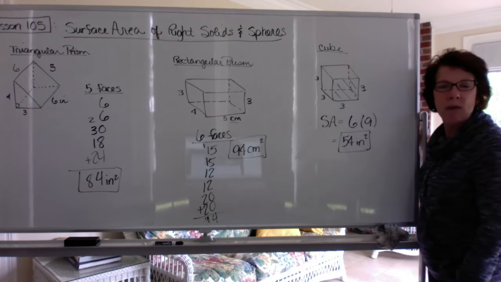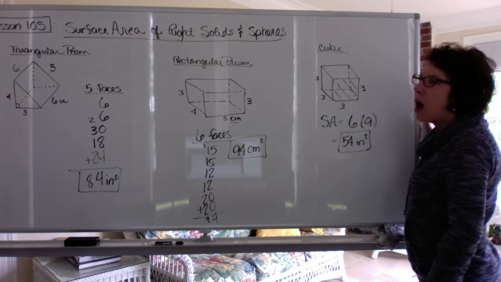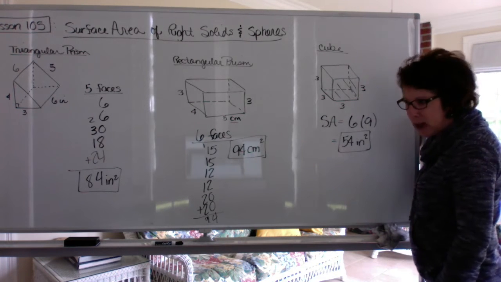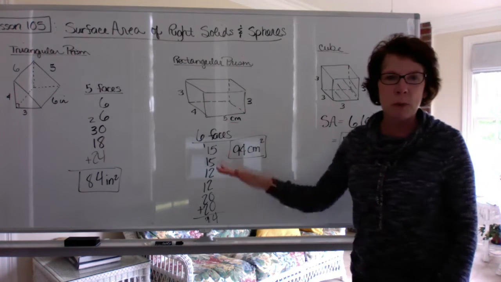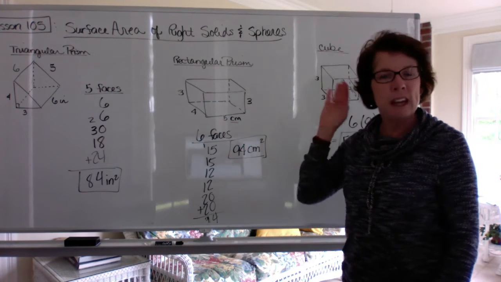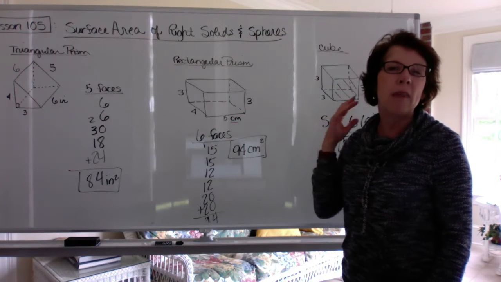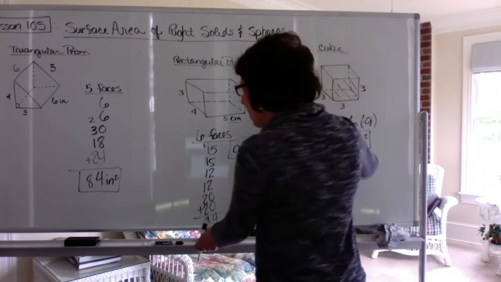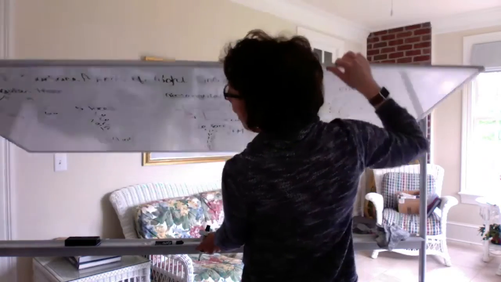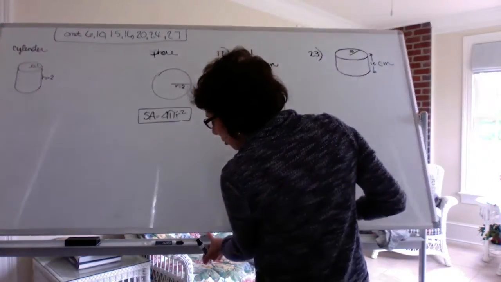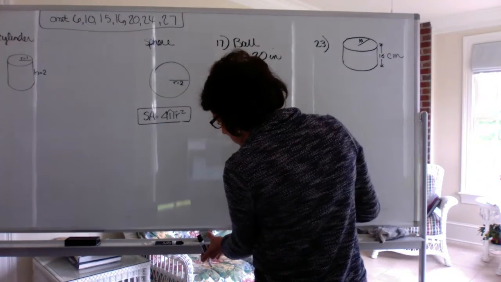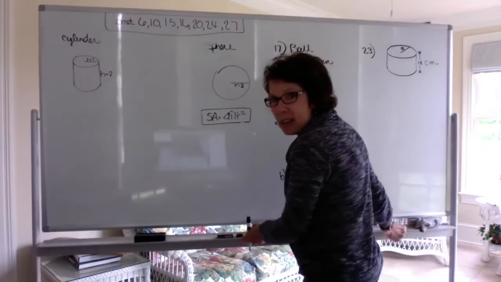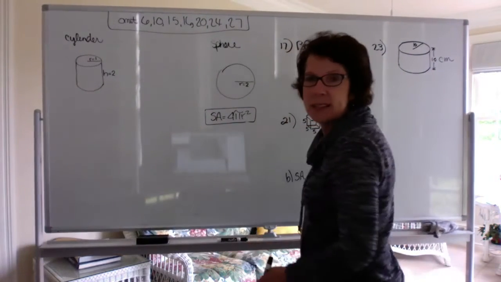So that's how we find the surface area of triangular prisms, rectangular prisms and cubes. Now, there really is no special formula for these. Just figure out how many faces you have, find the area of each face, and add them all together. Okay, now we're going to go to a couple more of our three-dimensional figures or solids that do have special formulas. All right, the first one we're going to talk about is a cylinder.